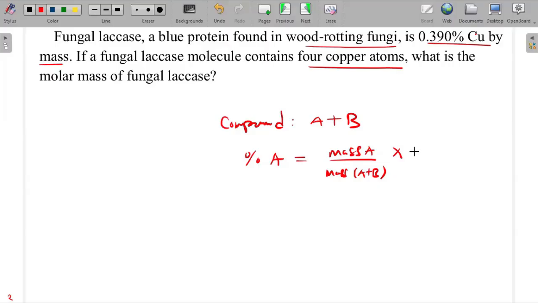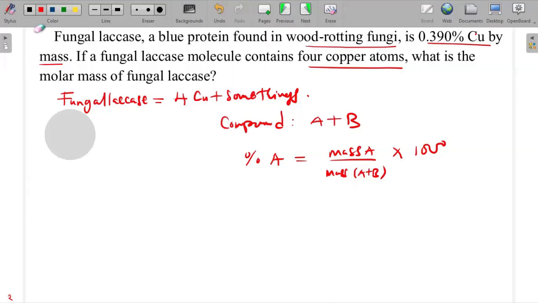Now multiply this by 100 like this. This is the formula. Now I have this molecule, which they are calling fungal laccase. This fungal laccase, they've said, contains 4 copper atoms plus some other things, of course. That's the compound that we have.